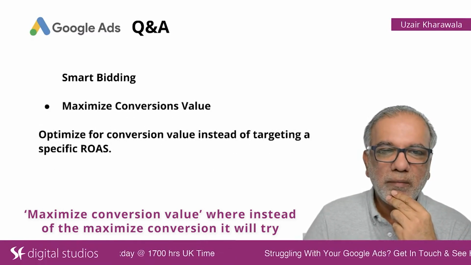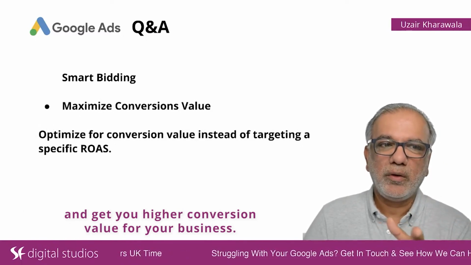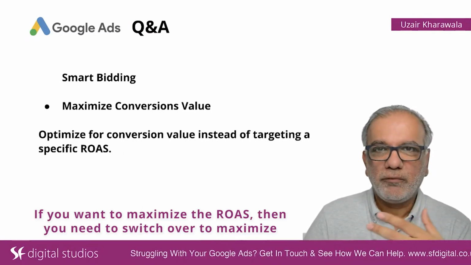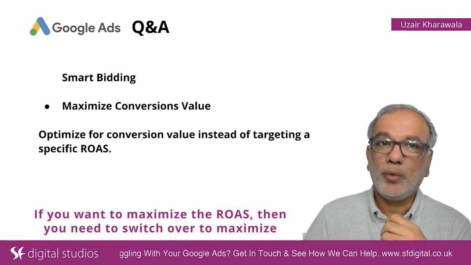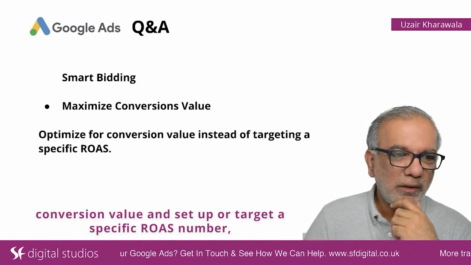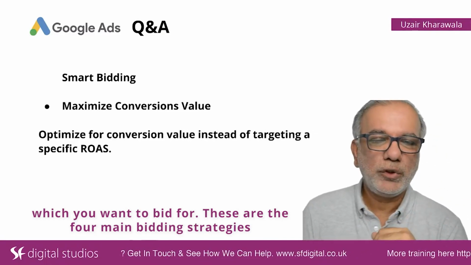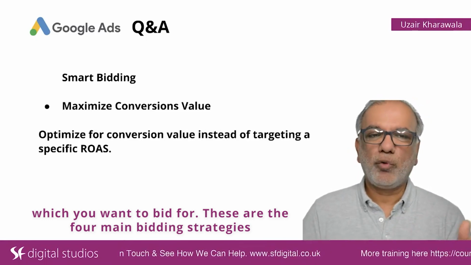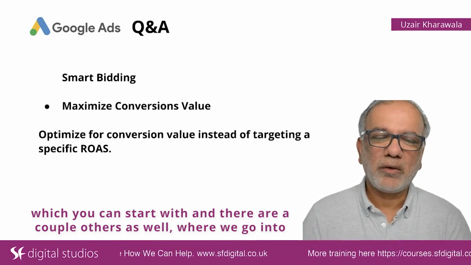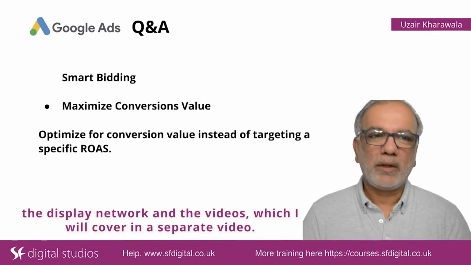The next one is maximize conversion value, where instead of maximizing conversions, it will try and get you a higher conversion value for your business. If you want to maximize the ROAS, then you need to switch over to maximize conversion value and set up or target a specific ROAS number which you want to bid for. These are the 4 main bidding strategies which you can start with. There are a couple of others as well, in the display network and videos, which I will cover in a separate video.